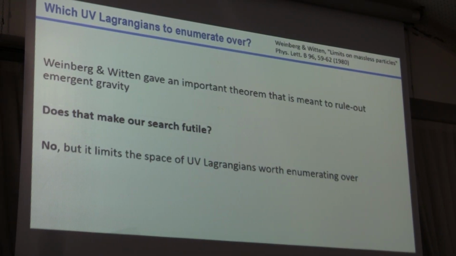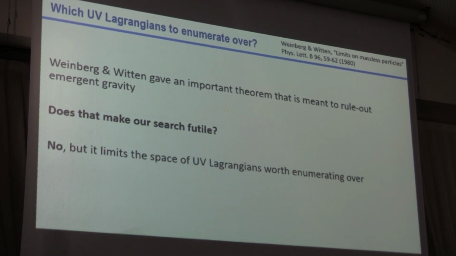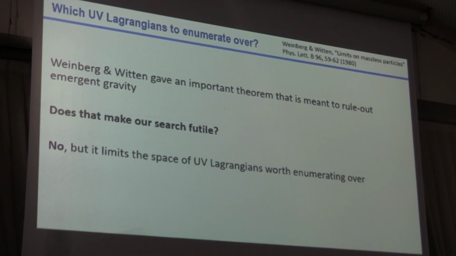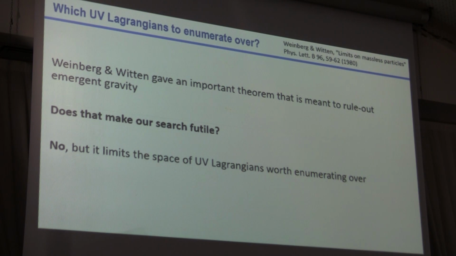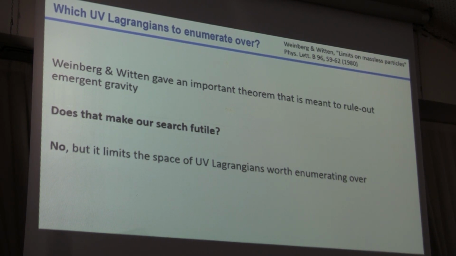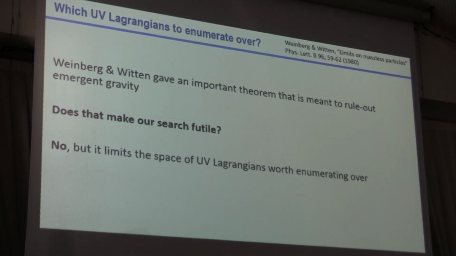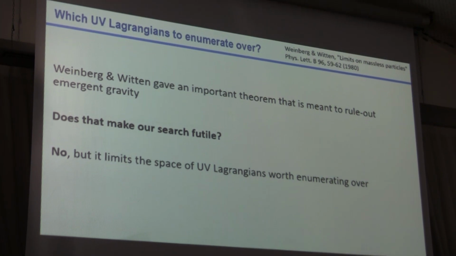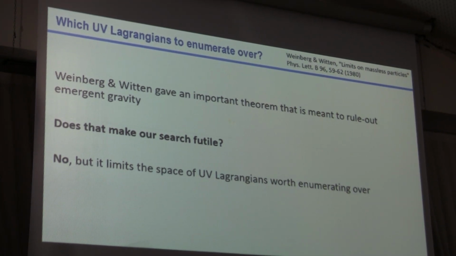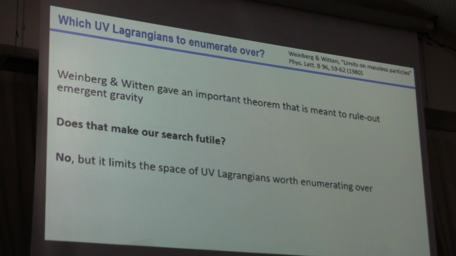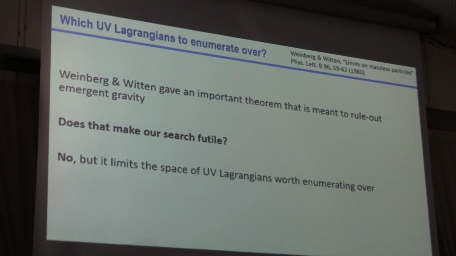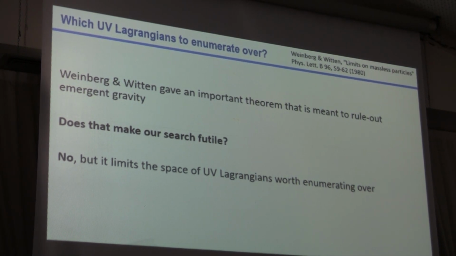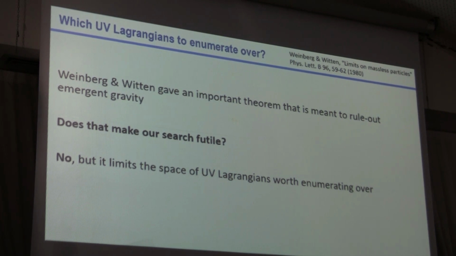Anyway, the final thing that is worth relating to is the most persistent question I get on this. Why is it even relevant given Weinberg-Witten? Because Weinberg-Witten have this famous work, an actual series of works, that gave an important theorem about ruling out emergent gravity. And the question is whether this is making our search futile. And the answer is no, but it does limit the space of UV Lagrangians worth enumerating over.